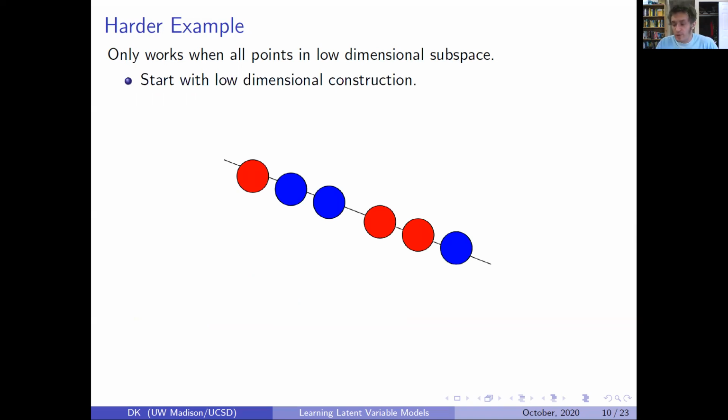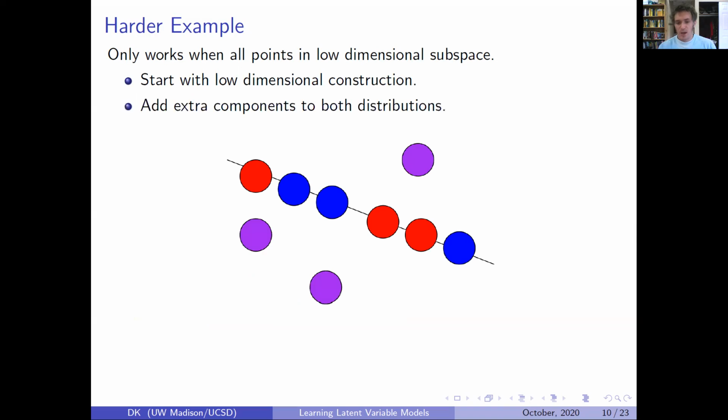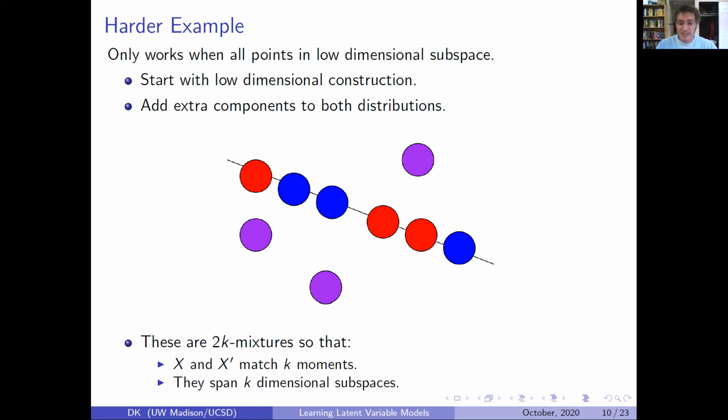So we're going to start with our low-dimensional construction where things match moments, and then we're just going to add some noise. We take a bunch of components that we add to both x and x prime. And so we'll end up with a pair of mixtures of 2k Gaussians, such that firstly, x and x prime agree exactly on their first k moments. And secondly, if you look at the set of means of either of these distributions, they span a k-dimensional subspace. So dimension reduction will only reduce you down to k dimensions, and then you'll need to compute k moments in order to distinguish which of these we're in, and that's impractical.